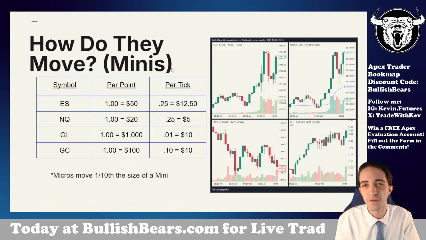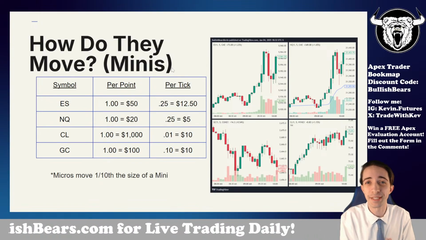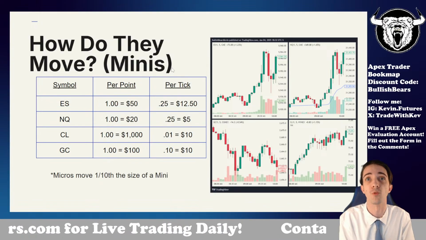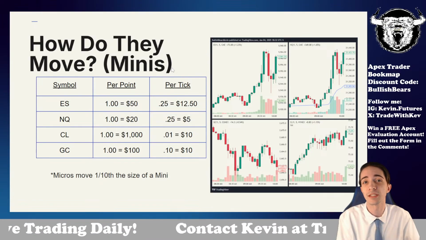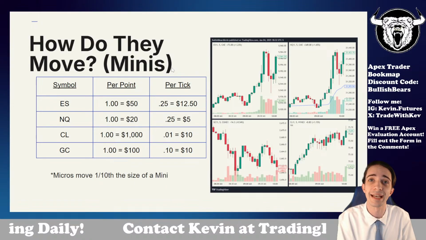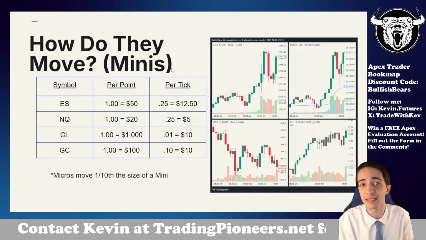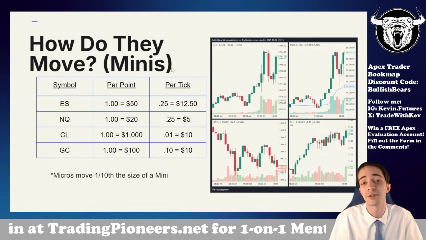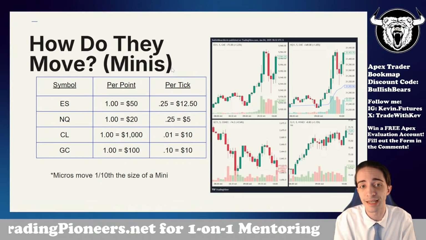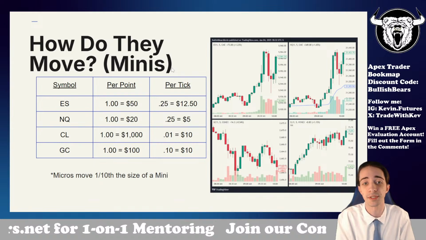So the ES moves $1, right? $1 is 1 point. 1 point on an ES contract is $50. There are 4 ticks equals 1 point. So 0.25, that's $12.50. The NASDAQ 1 point is $20, which sounds like a lot less than the ES, but we have to remember the NASDAQ is a lot more volatile and has a much wider spread and range than the ES does. 0.25 is 1 tick, that is $5 a tick.